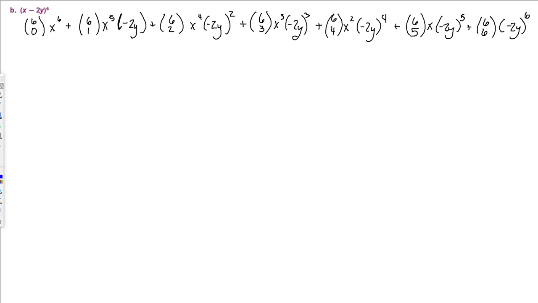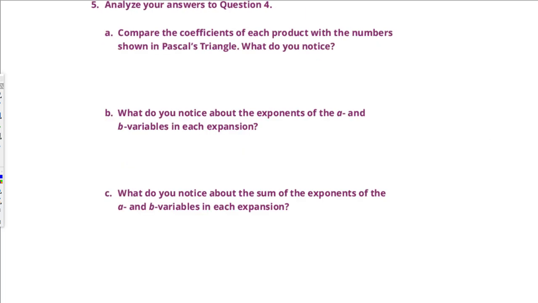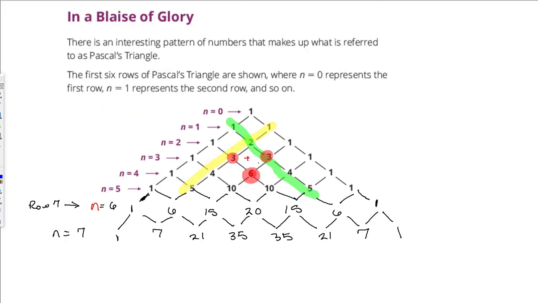So remember, looking at Pascal's triangle, I can find these numbers here by looking at the n equals 6 line and find those numbers. So I'll go back to my Pascal's triangle. And so this line here is what I'm going to use to help create it. So 1, 6, 15, 20, 15, 6, 1.